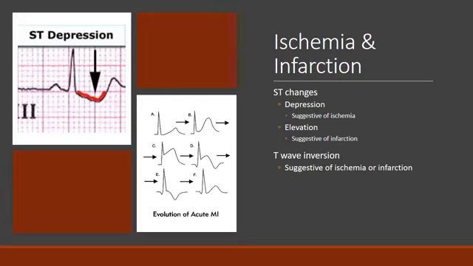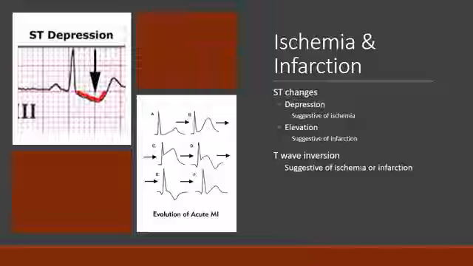Now we can also see movement of the ST segment upwards, elevation of the ST segment, and that's more suggestive of infarction. So down below you can see we have the evolution of an acute MI. So we have an infarction. You can see the ST segment in A is normal, and then all of a sudden in B we see elevation of the ST segment, and then in C now it's really elevated.